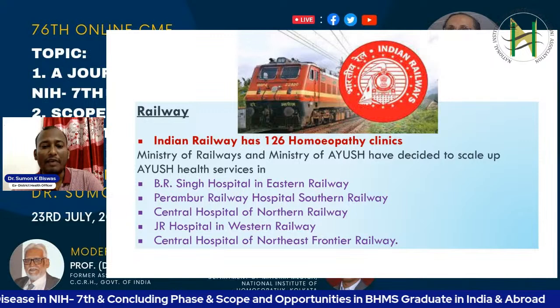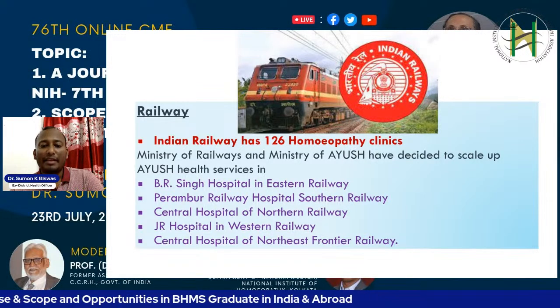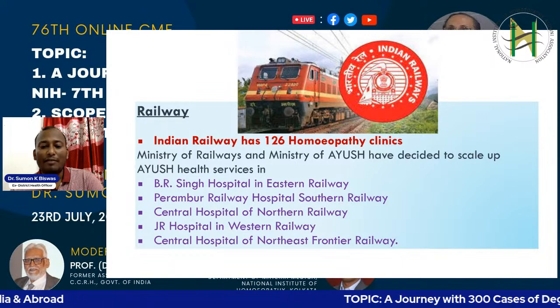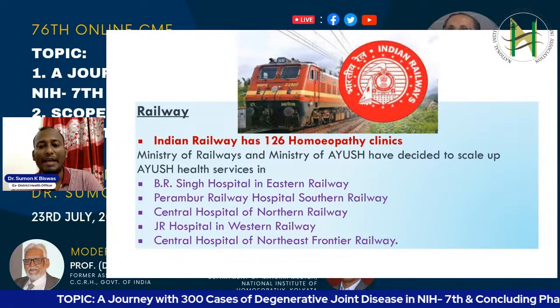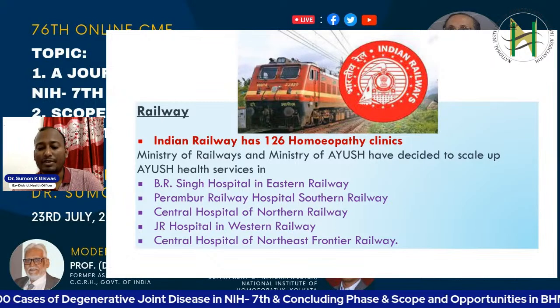Even Indian Railways has 126 homeopathic clinics. For example, Bir Singh Hospital in Eastern Railway, Central Hospital of Northern Railway, and JR Hospital in Western Railway. All these hospitals, even the Northeast Frontier Railway, have an option for homeopaths to work as medical officers.